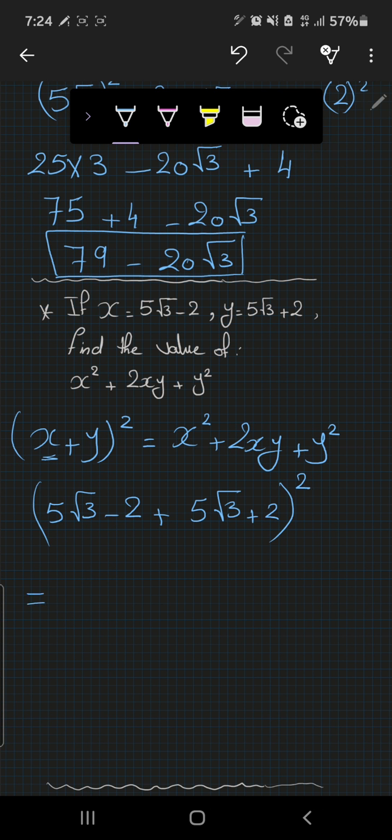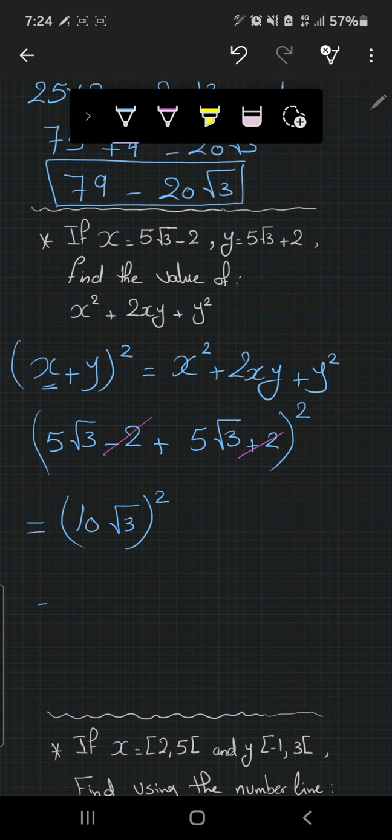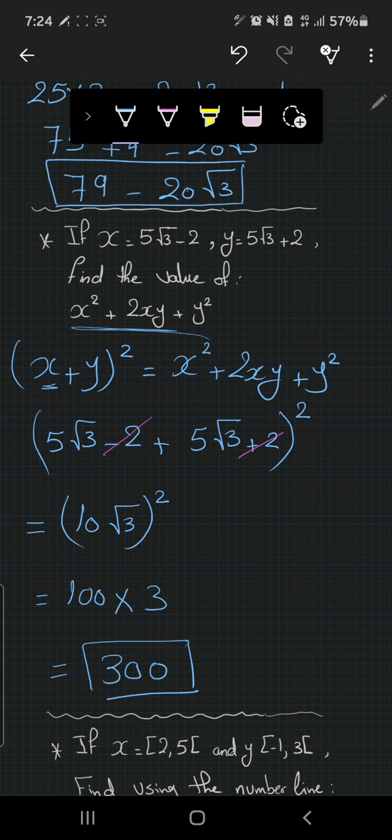Collect the square roots together and the whole numbers together. Negative 2 plus 2, it will be 0. So 5 root 3 plus 5 root 3, it will be 10 root 3. Don't forget power 2. What's the meaning of 10 root 3 all power 2? 10 power 2 is 100, multiply root 3 power 2, to cancel the square root, the result will be 3. So the final result will be 300. So the value we want to know, x power 2 plus 2xy plus y power 2, equals 300. Also check with your calculator.